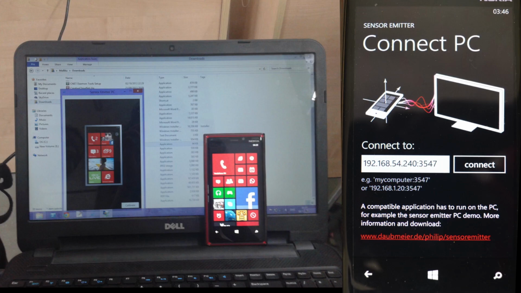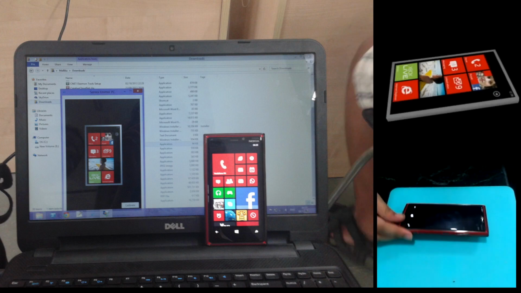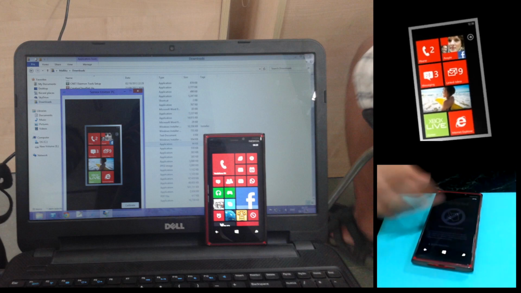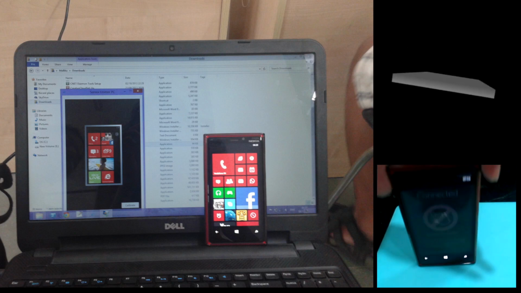We will now discuss the tools we used in making this video. Sensor Emitter. It is a Windows Phone app which sends data from the mobile sensors to a computer and comes with a C# file to set up the TCP server and show a 3D projection of mobile's orientation.